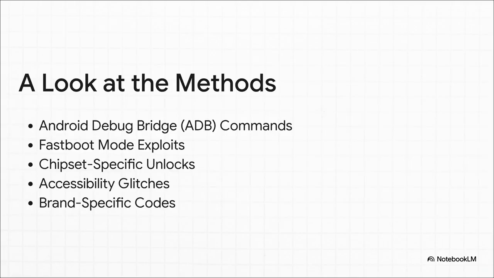And this is where it gets really clever. The design document shows a whole arsenal of techniques. It's not just one trick. It details everything from using developer tools like ADB to send commands directly to the phone, to finding weaknesses in its boot-up mode. The plan even includes using glitches and accessibility features or special codes that only work on, say, a Samsung phone. This isn't just one key, it's a whole keyring of specialized tools.